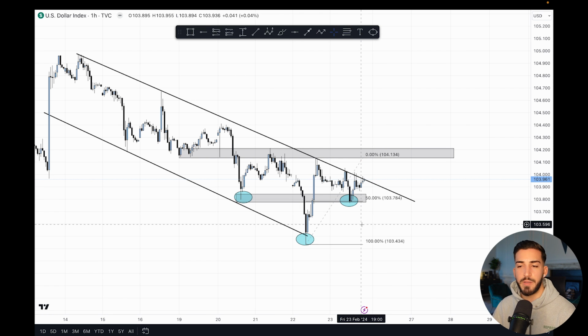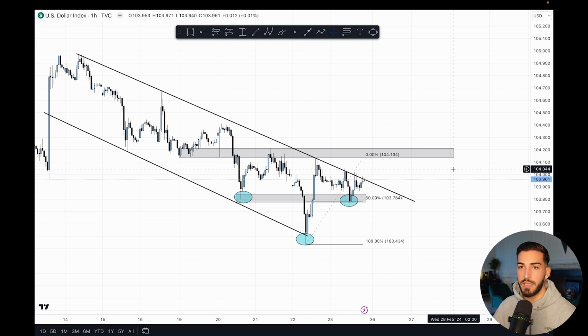Okay, so we've had a nice 50% rejection, which lines up with the left shoulder as well. So I am anticipating that the US dollar index is going to be bullish, combined with the higher time frame on this as well. It is back in bullish market structure. But looking at this dollar index, we need more confirmation, right?